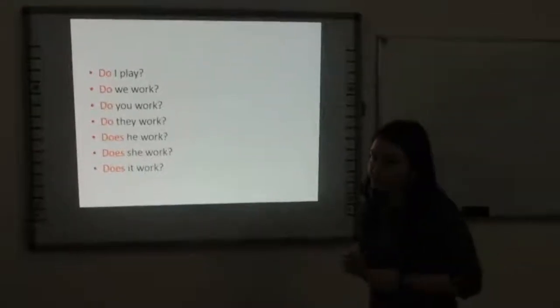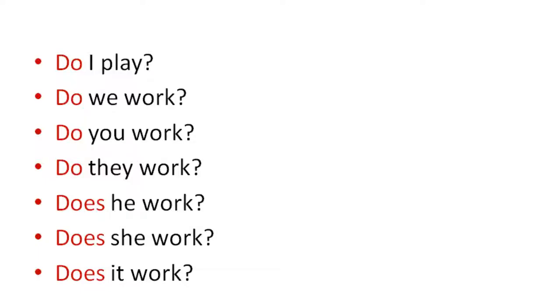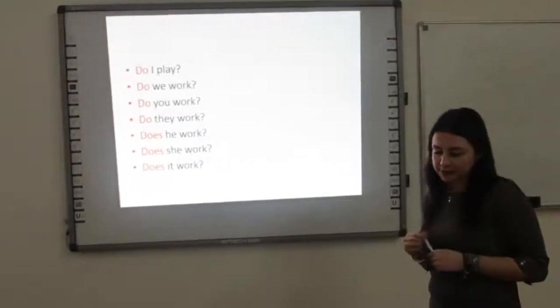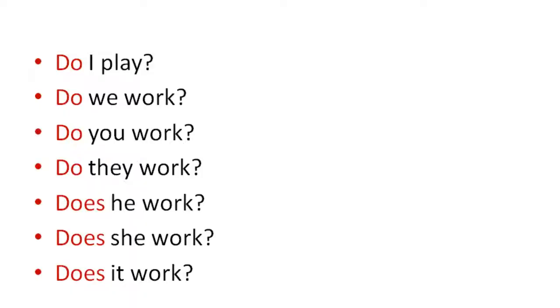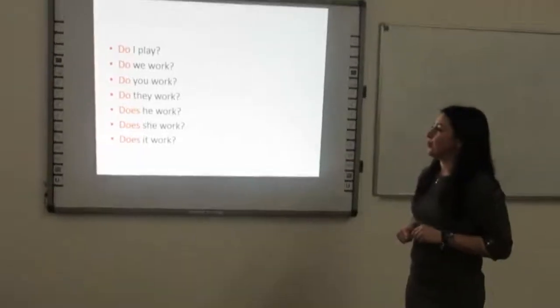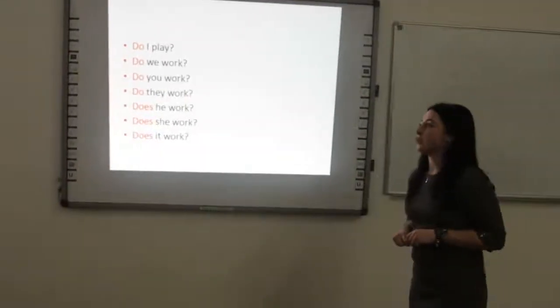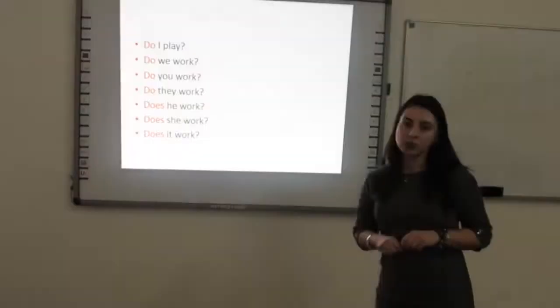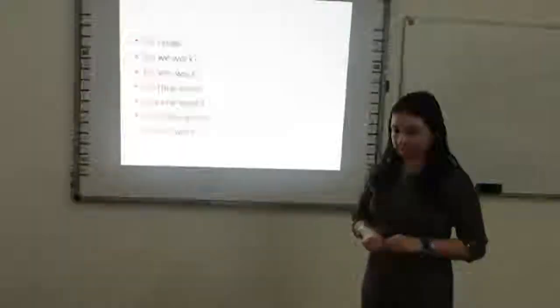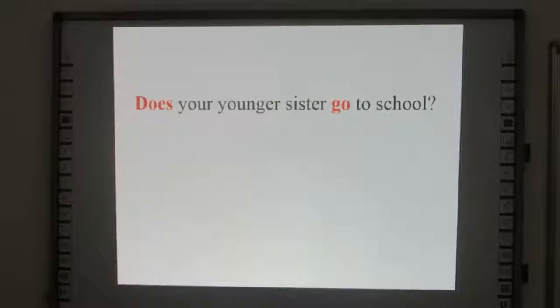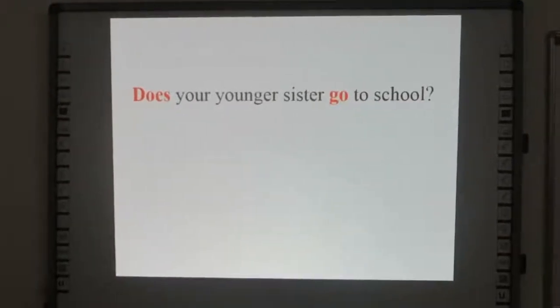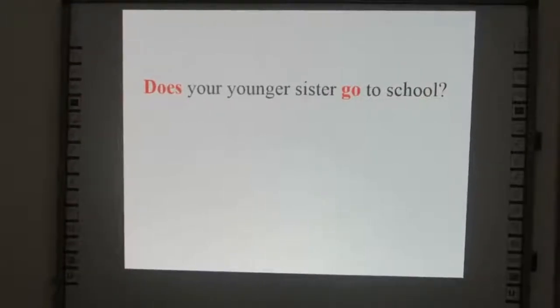The questions in present simple are formed by means of the auxiliary verb to do in the present and the infinitive of the main verb without the particle to. Do I play? Do we work? Do you work? Do they work? Does he work? Does she work? Does it work? If a subject includes any attributes that go before it, we put an auxiliary word from the very beginning. Does your younger sister go to school?